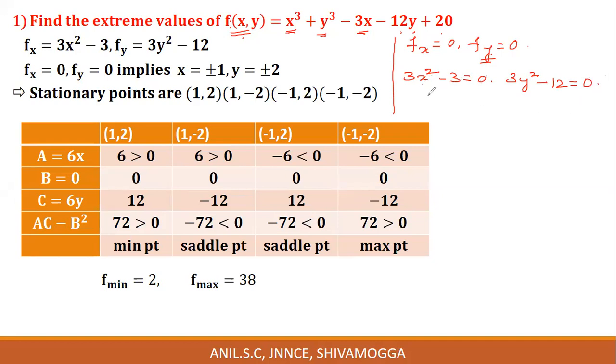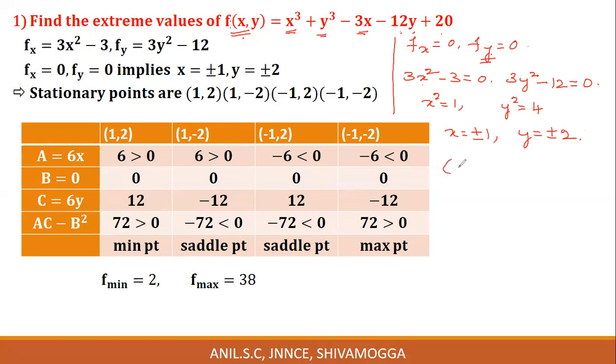3x square minus 3 is equal to 0 implies x square is equal to 1. And 3y square minus 12 is equal to 0 implies y square is equal to 4. X square is equal to 1, therefore x is equal to plus or minus 1. Y square is equal to 4, therefore y is equal to square root of 4, which is plus or minus 2. Now write all the possible stationary points which take the form x comma y.